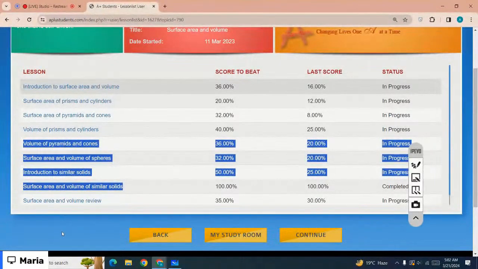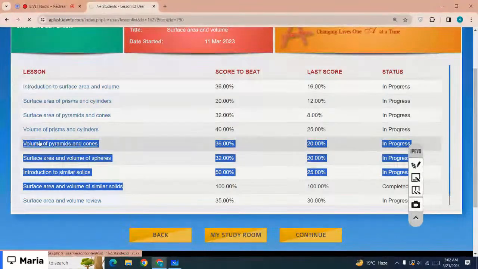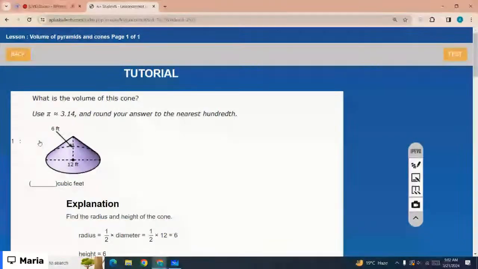Okay, here I'm on grade 10 math. Let's start with the lesson on volume of cones. So what is the volume of the cone? We are given a cone, and how do we find its volume?